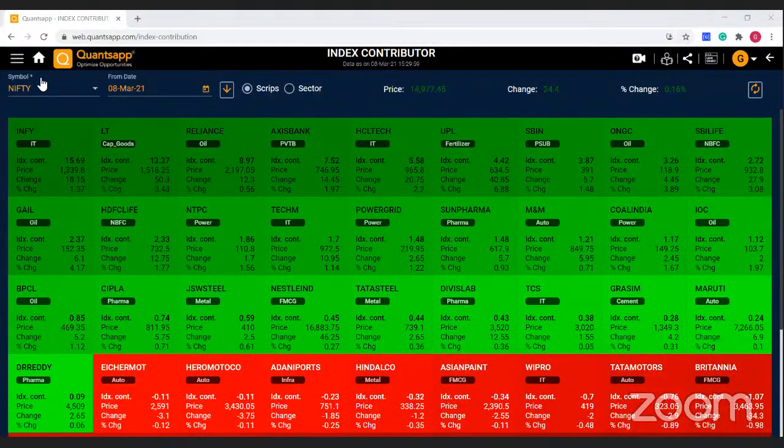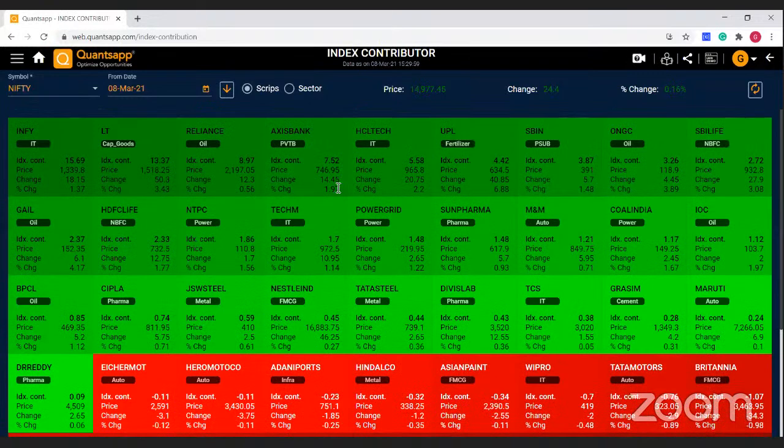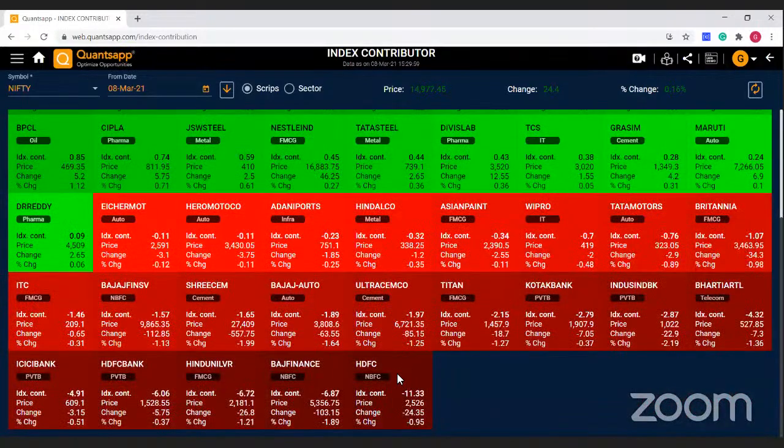So let's say Nifty, and the date we are taking as today, the 8th of March. We'll talk about the script and sector later on. Then we have the price, Nifty future price, change in Nifty future price, and percentage change in the Nifty future. Below that we have all the 50 stocks. The stocks in green boxes indicate they have gained today, and stocks in red indicate they have lost today.